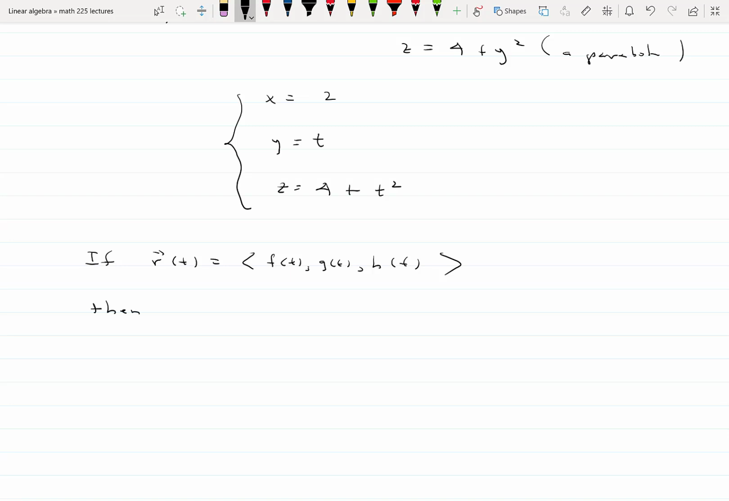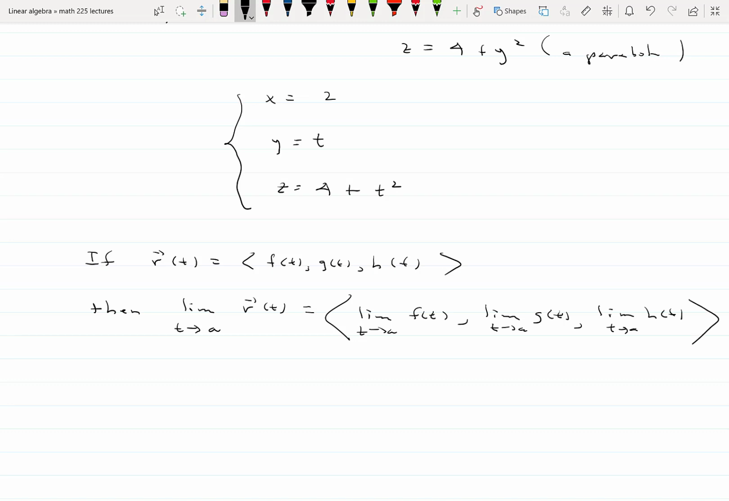we define the limit as t approaches a of r of t to be nothing more than the limit of the individual component functions: the limit of f of t as t approaches a, g of t as t approaches a, and so on. So we get some nice stuff happening here. That's how we evaluate limits.